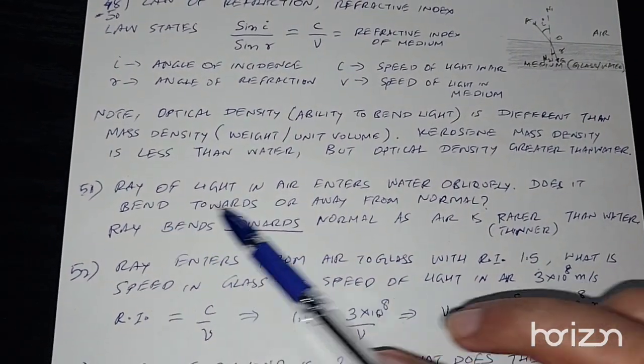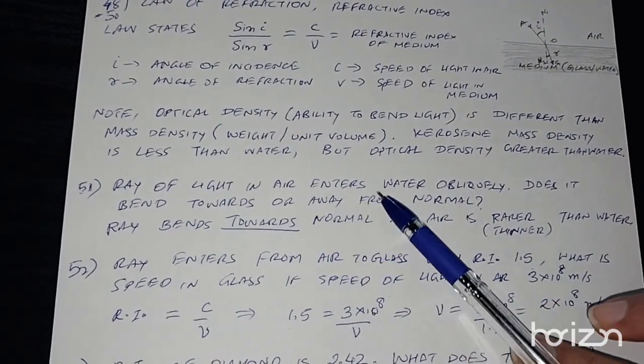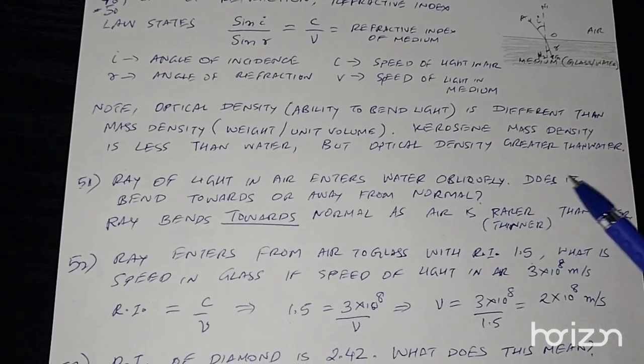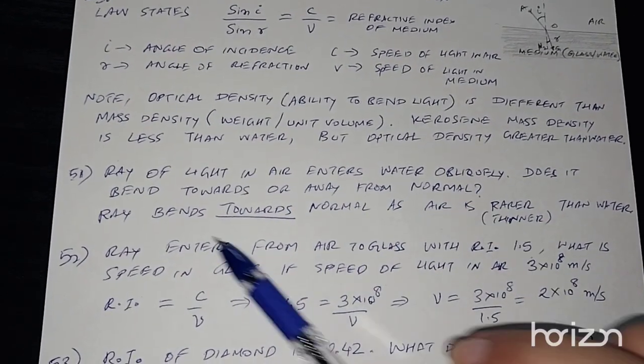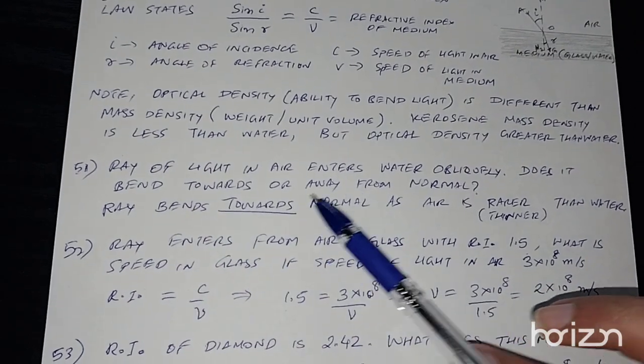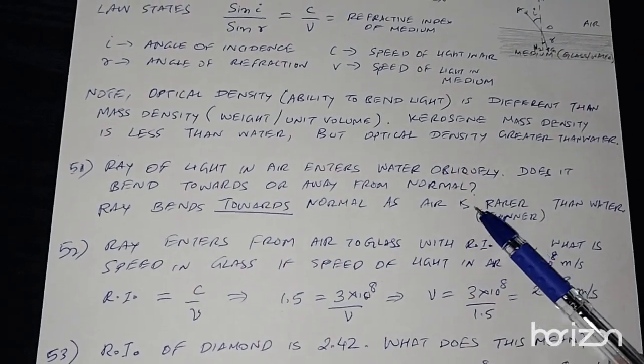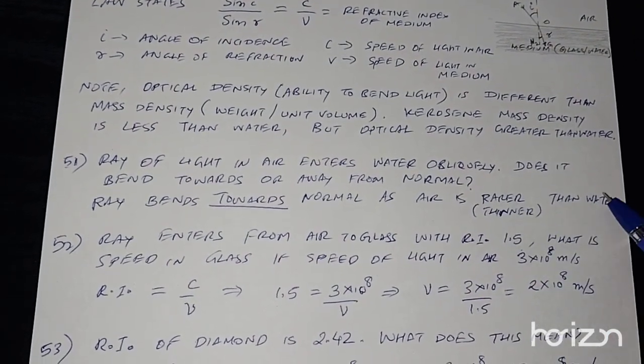A ray of light in air enters water obliquely. Does it bend towards or away from the normal is the question. The answer is the ray bends towards the normal because the air is rarer or thinner than water.